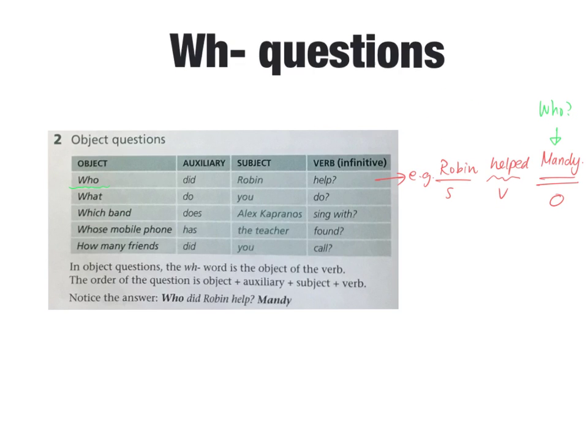But for object questions, this time I want to know the information about the object. In the same question, who did Robin help? This time Robin is not the focus. I want to know who he helped. So Robin helped Mandy. So Mandy is the focus, and Mandy is the object of the sentence. So we call this an object question. We ask questions about the object of the sentence.